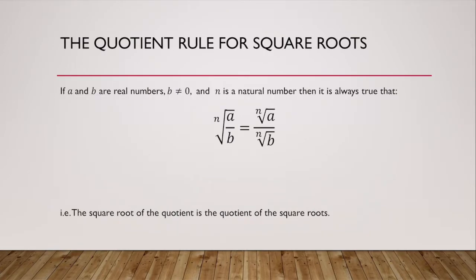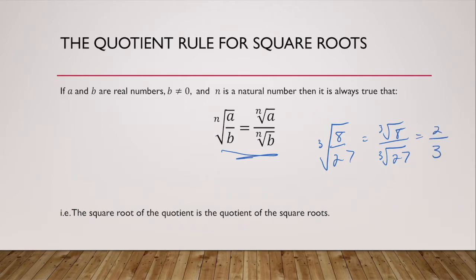We also have a quotient rule for square roots. I have demonstrated this before. So if I'm taking the nth root of a over b, I can distribute that radical in the numerator and the denominator. So the nth root of a over the nth root of b is what that becomes. I think the example I did before was if I have the cube root of 8/27, that becomes the cube root of 8 over the cube root of 27, which is 2/3.